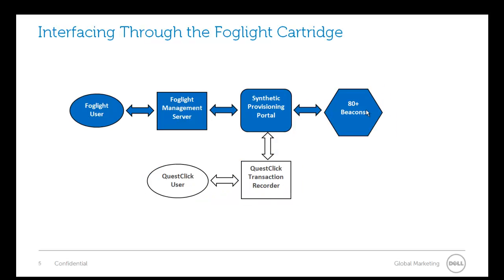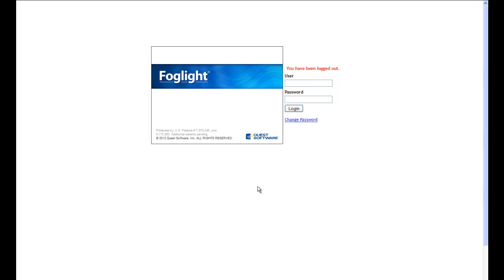Now the other way you'll be coming in is through the Foglight Management Server. As a Foglight user, you'll be able to use and view the interfaces and also make minor changes to any of the scripts that you've already provisioned through your recorder. And basically this is the demo that I'm going to show you today. We're going to come in through the Foglight interface and show you how that works.